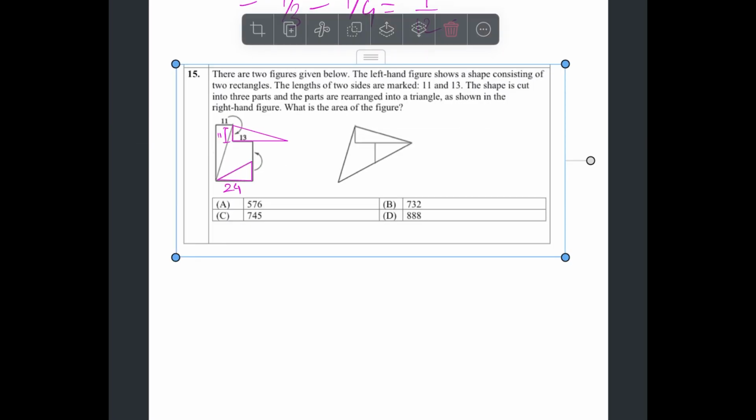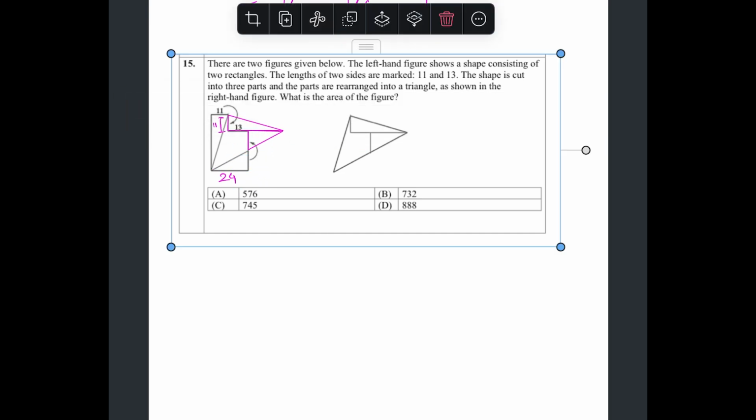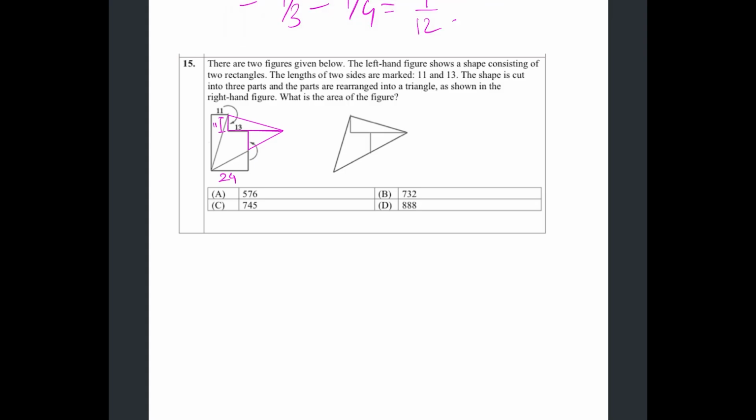We're taking this one right here, and we're turning, I'm sorry, we're turning this like that and fitting it there like this, so that we end up getting this figure that's shown on the right.